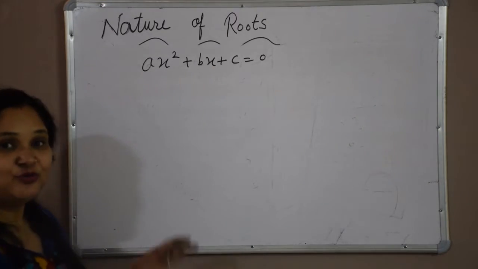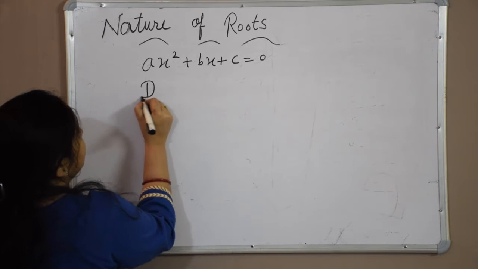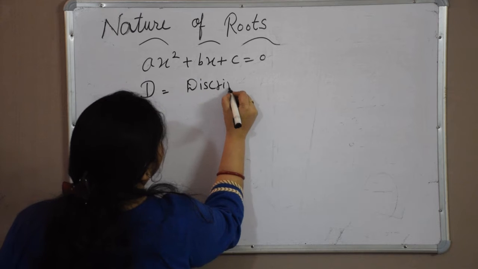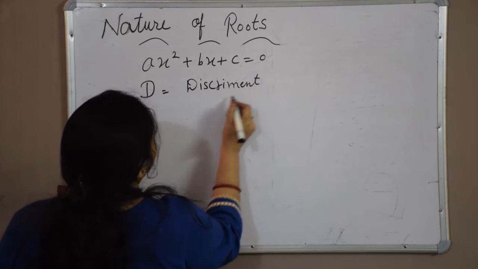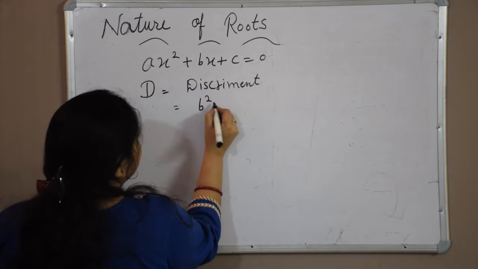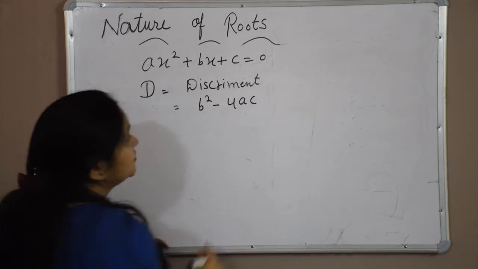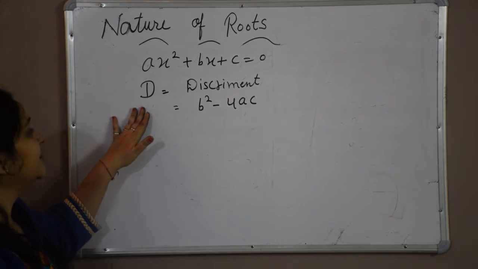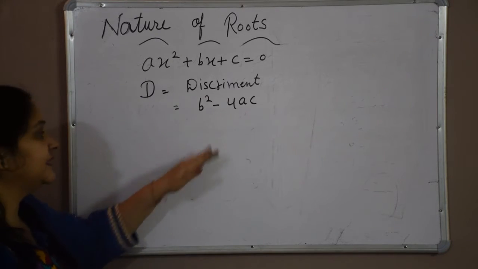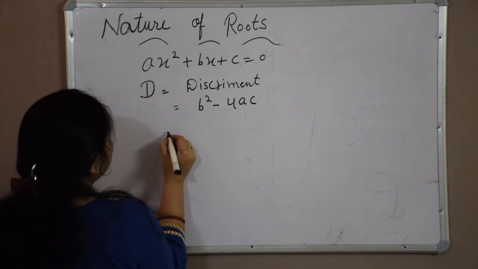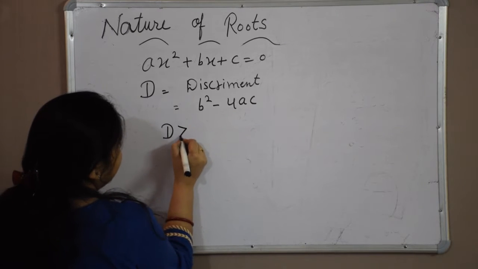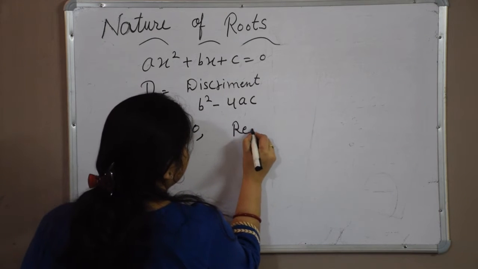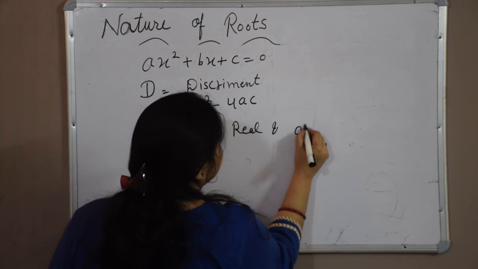First of all we need to find D. D is called discriminant, and these things we have already discussed. What is the value of discriminant? It is always b square minus 4ac. So nature of the roots totally depends on capital D, that is equal to b square minus 4ac. So there are three conditions. If D is greater than 0, the roots are real and different.